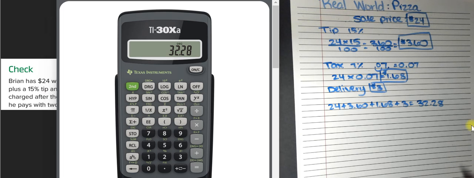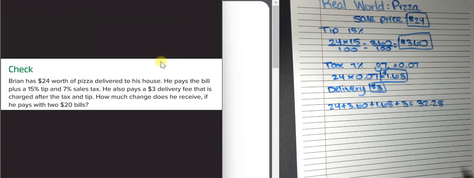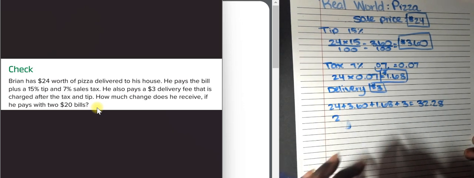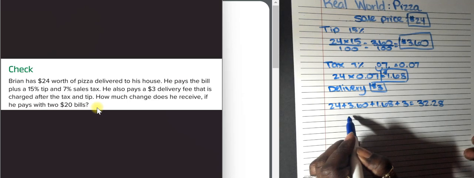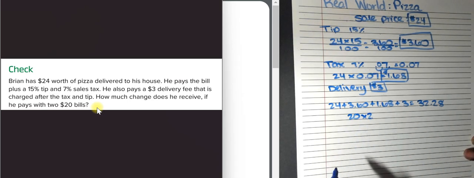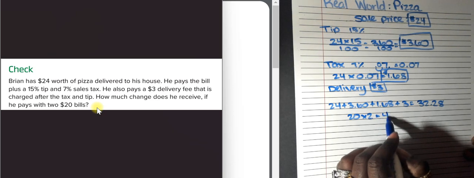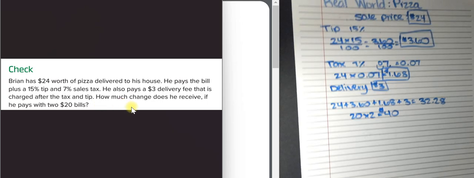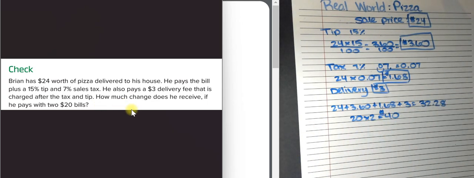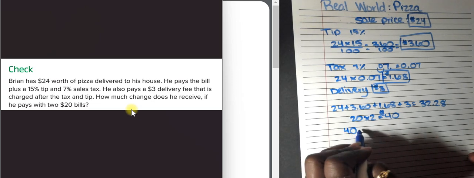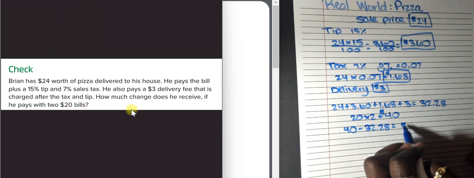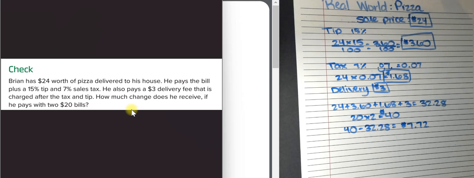Now the final piece is we're paying with $40. It says two $20 bills. Paying with two $20 bills means that we're just multiplying that, right? So $20 times 2, which means that we have $40 that we're going to use to pay with. So we're trying to figure out how much change he receives. So if we plug in the $40, take out what he's going to pay, which is $32.28, then what he should come out with is $7.72. That is how much he will have left over after he has paid all those fees.